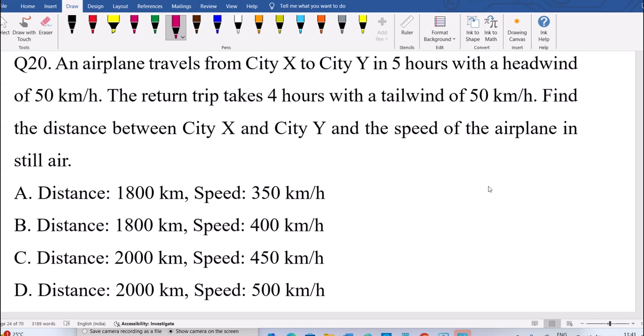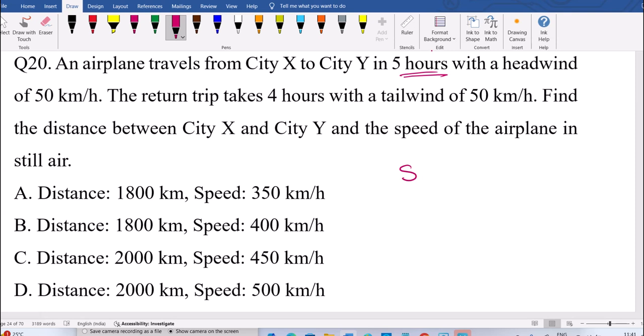Sir, what is headwind and tailwind? Does the speed increase or decrease? You decide with the timing, right? It's very easy. You are traveling from X to Y, 5 hours, more time taken. Next one, 4 hours, less time taken. Same distance, first is 5 hours, next is 4 hours. First one speed is less, time taken is more.